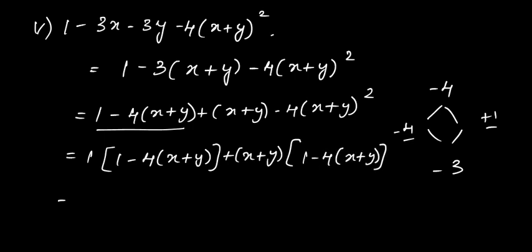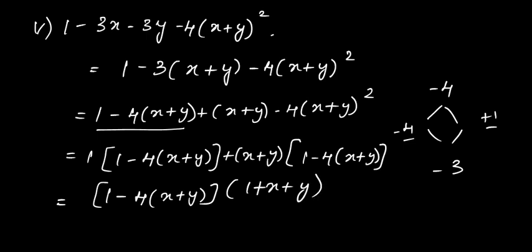Now just club it together, we'll get 1 minus 4 into x plus y into 1 plus x plus y. So in the next step we can multiply minus 4 inside. So we'll get 1 minus 4x minus 4y into 1 plus x plus y.